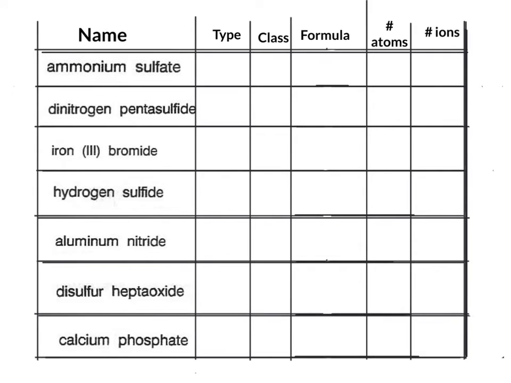But for ions, this is an ionic compound, so it will have ions. For ions, we should only see 2 for ammonium plus 1 for sulfate, a total of 3 ions. Next, we have dinitrogen pentasulfide. And for this classification, we see that it does start with a nonmetal, nitrogen, and so the classification is molecular.